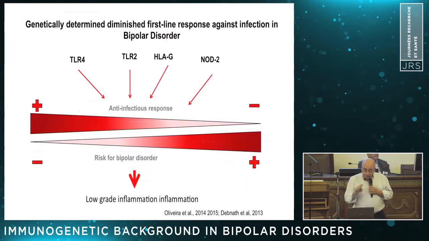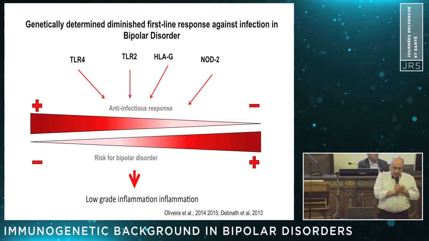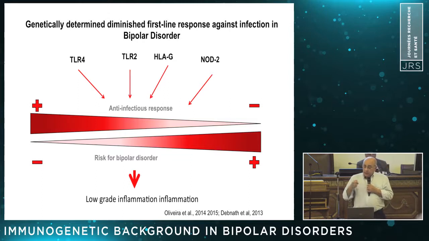So, if we look overall at our results on both the innate immune process and the modulation, we can hypothesize that when there is an inability to mount an efficient response, there is an augmentation of the risk to develop bipolar disorder.